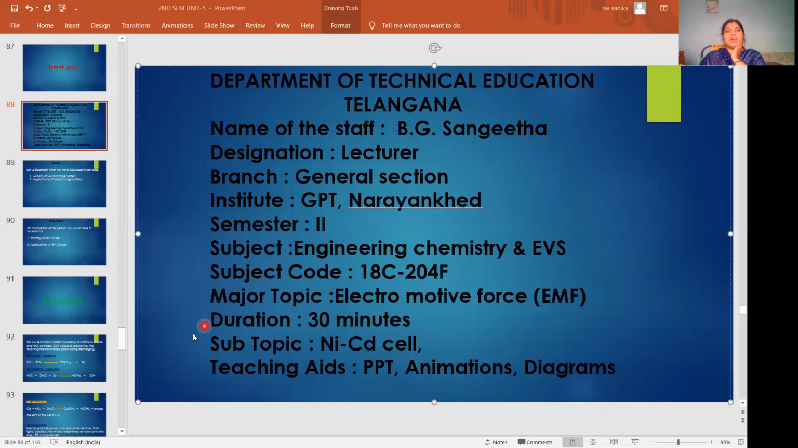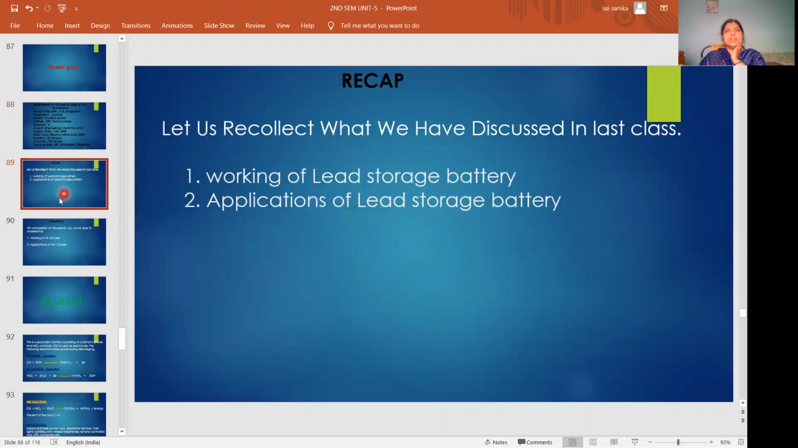So today's topic is nickel cadmium cell. Recap. Let us recollect what we have discussed in last class. In last class we discussed lead storage battery, its working and its applications. Once again I will revise this lead storage battery working and its applications.